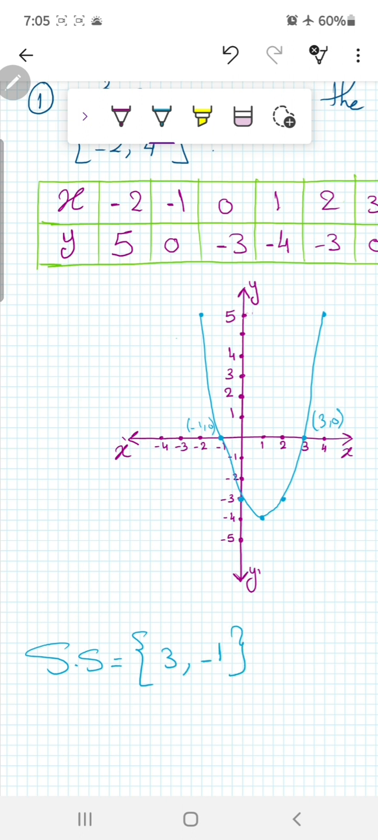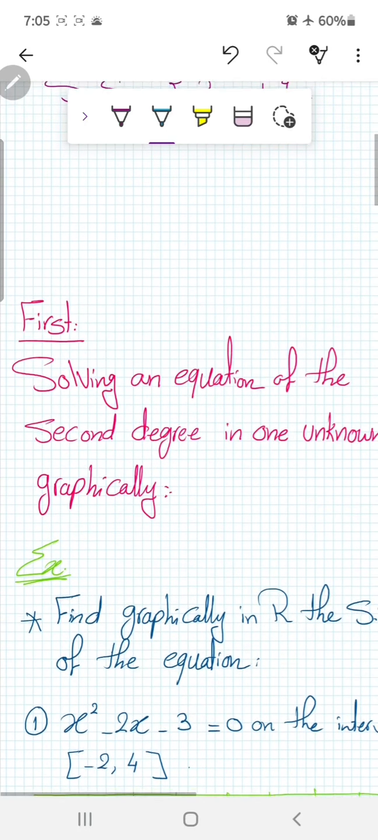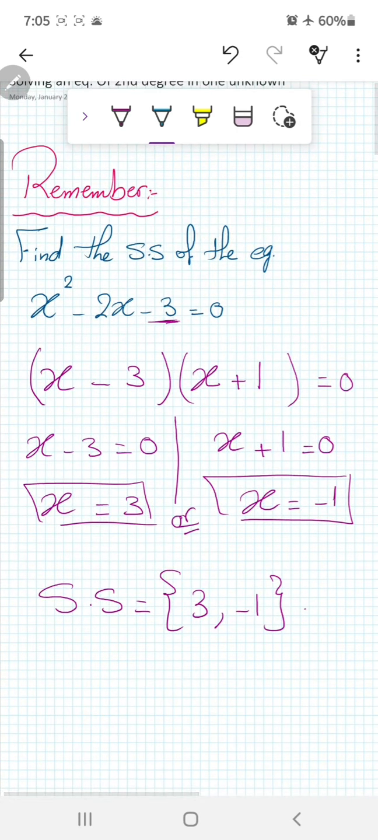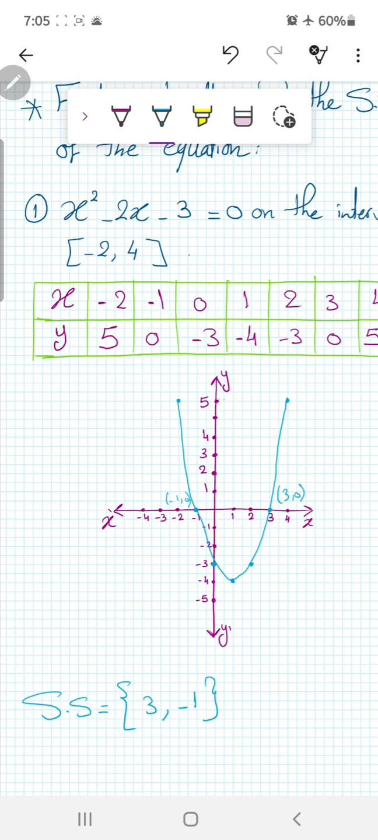Okay, if you check the previous example, as we said here, it's the same. We studied last year and got the solution set 3, negative 1, and if you get it graphically, it must be also 3 and negative 1. Okay, we have another example.